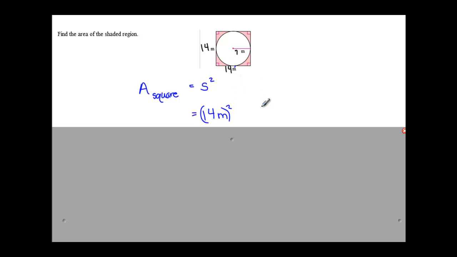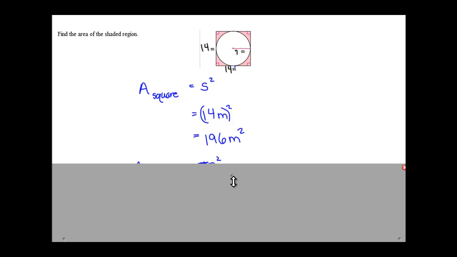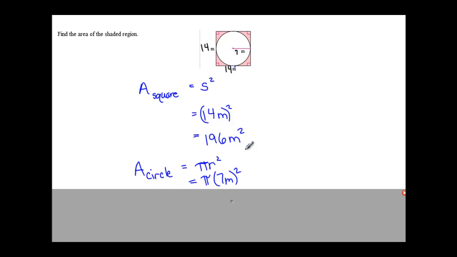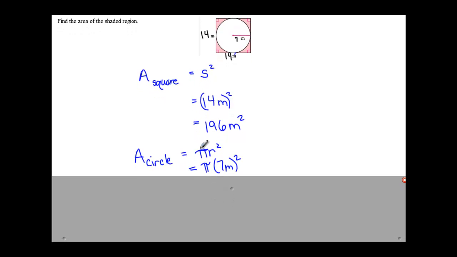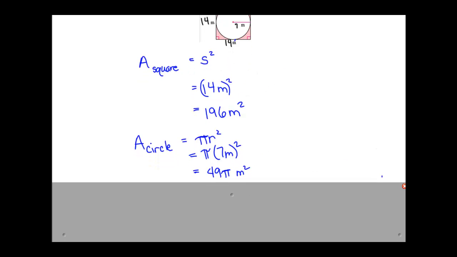The length of the side here is 14 meters, so 14 meters squared gives me 196 square meters. Now let's find the area of the circle with a radius of 7 meters. So we know the area of a circle is found by pi r squared. Pi times the radius of 7 meters squared would be 49 times pi square meters. So now let's take the area of the square and subtract the area of the circle.